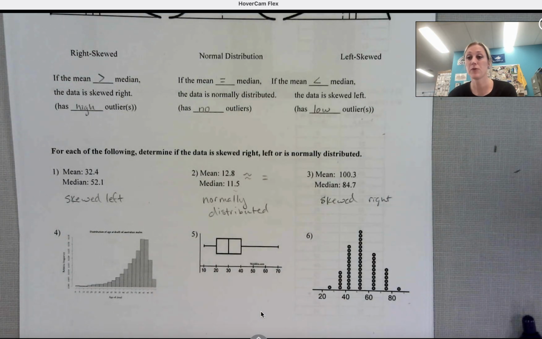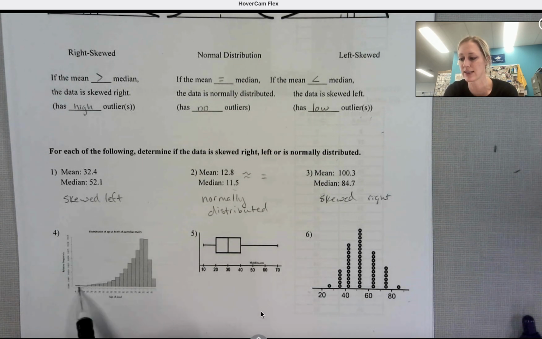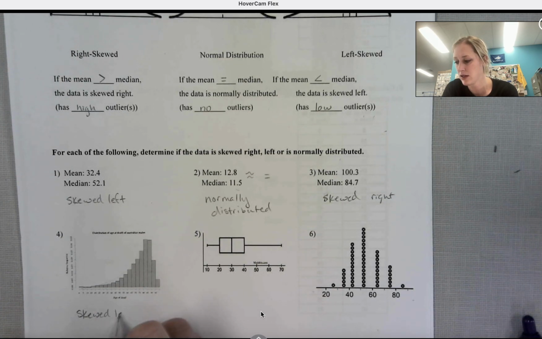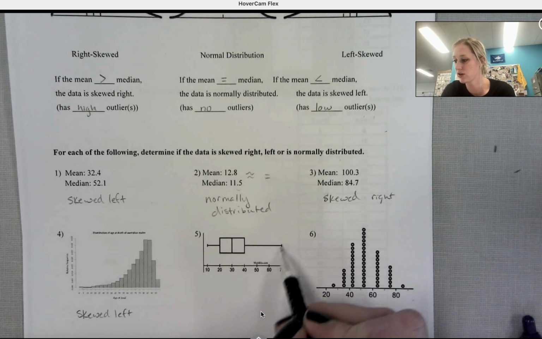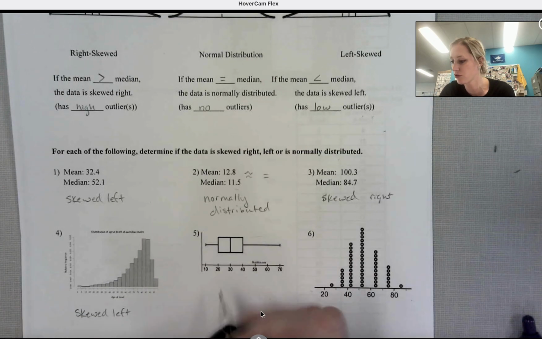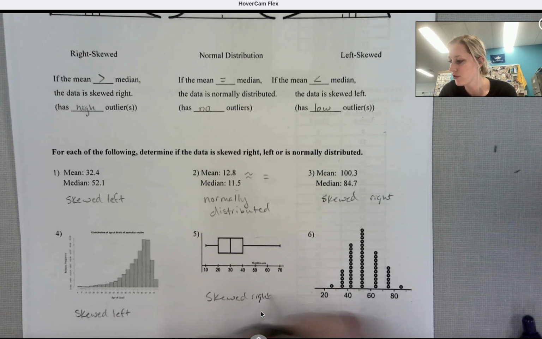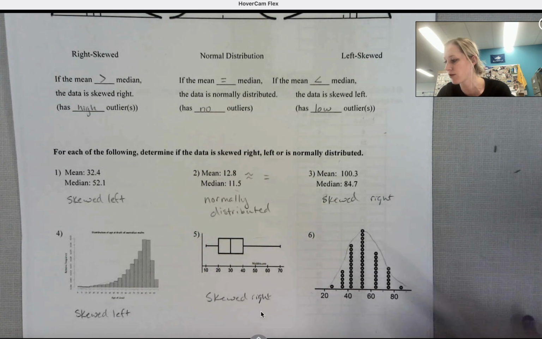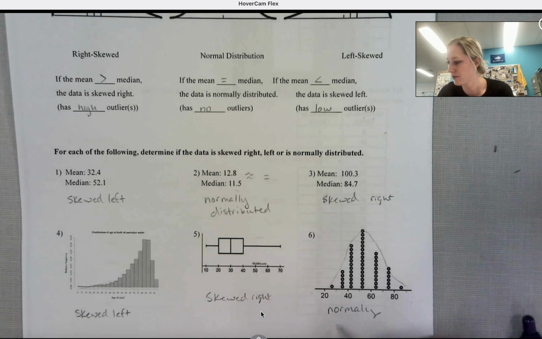Okay. All right, so now we have the same thing, but we're given a visual representation of the data. Here's a histogram, so we have that long tail to the left, so this is skewed left. Here, my tail is longer to the right of this box plot, so this one would be skewed right. And this one, if I look at that shape, the peak is pretty much right in the middle, so this would be normally distributed as well.